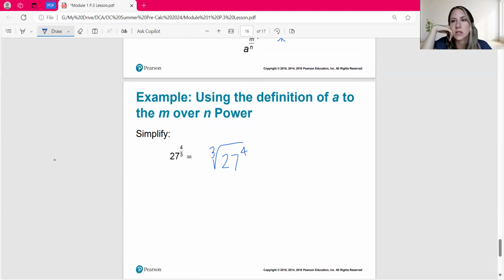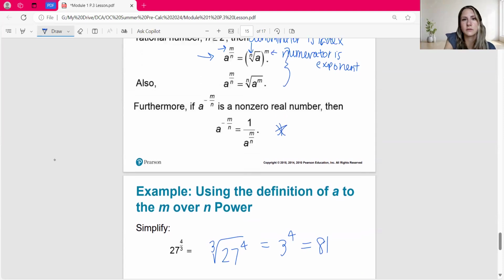Notice when we look at this, I don't know 27 to the 4th power in my head, right? 27 to the 4th power is some large number. But I do know off the top of my head the cube root of 27. So we can do that first, right? The cube root of 27 gives me 3. Then I still have to raise that to the 4th power, which is going to give me 81. So you can handle the radical first and then apply the exponent to it. That's what these parentheses represent.